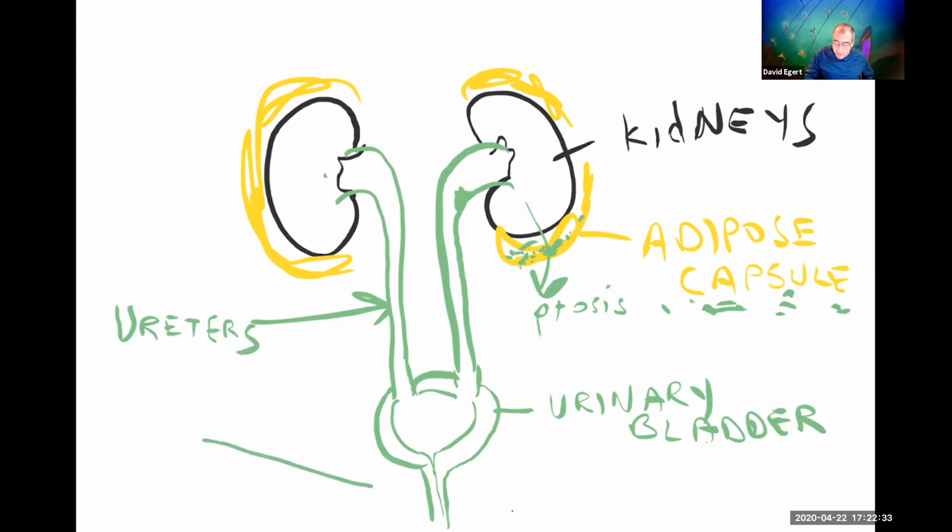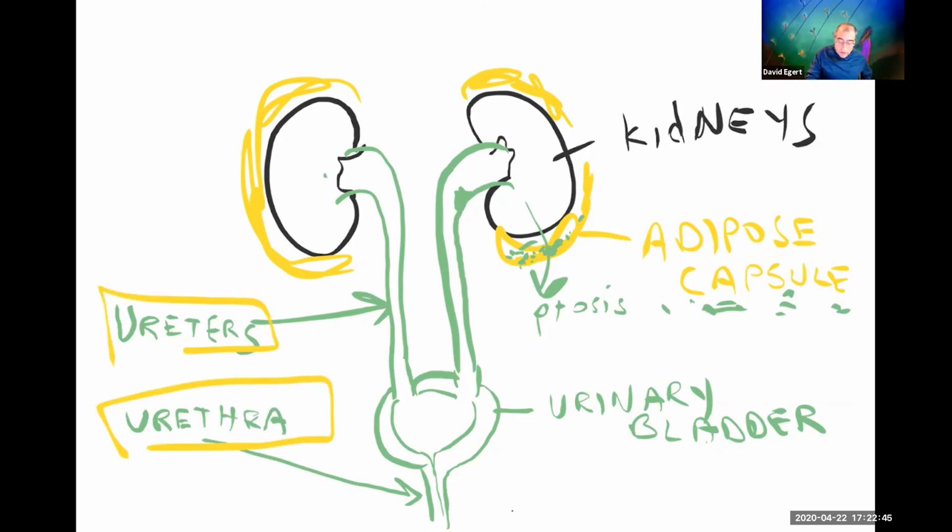The urethra is the thing that carries the urine from the bladder to the outside world. Make sure you get those two words straight. Ureters, kidneys to the bladder. Urethra, bladder to the outside, wherever you're peeing. The urinary bladder has a lot of smooth muscle in its wall.